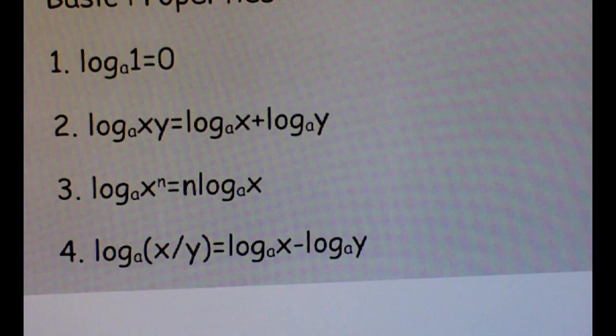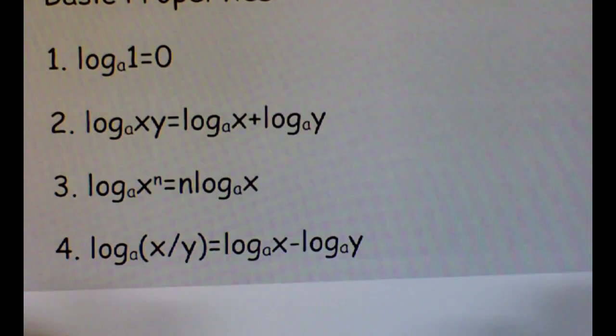Log base a of 1 is 0. Log base a of x times y can be separated into log base a of x plus log base a of y. Log base a of x to the n power can be written as n times log base a of x, and log base a of x divided by y can be rewritten as log base a of x minus log base a of y.